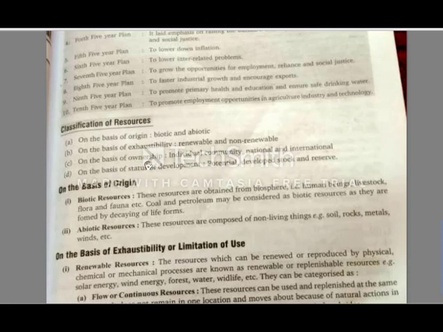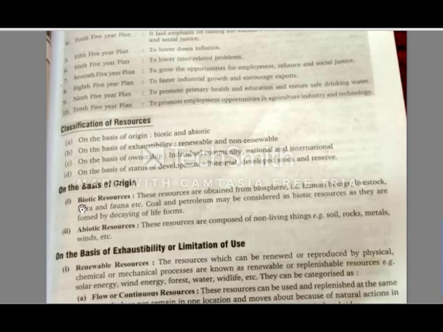On the basis of ownership: individual, community, national and international, meaning who has the right of ownership. Individual community means private, we can also say. Then national and international, and on the basis of status of development: potential, development, stocks and reserves. About all these points we will talk.